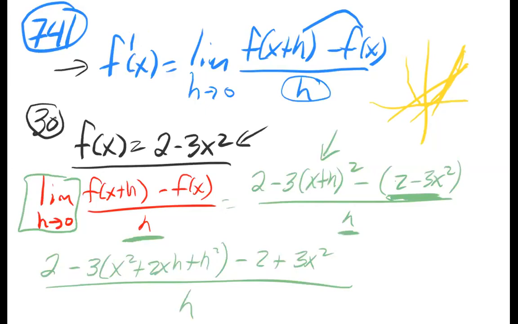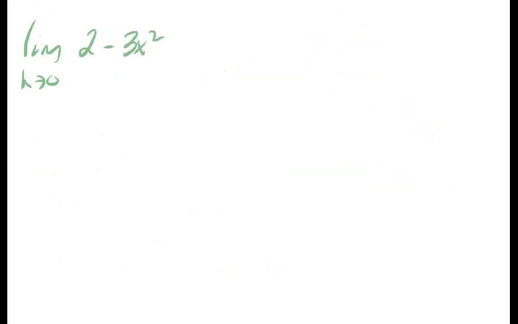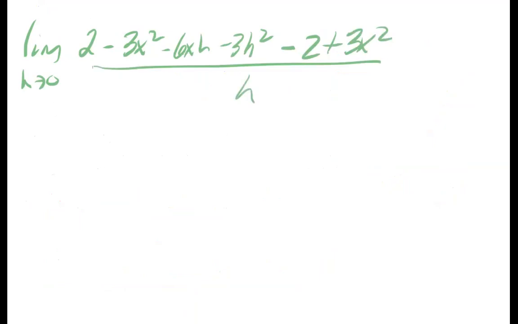Plus 6xh plus 3h squared. Or minus 6xh minus 3h squared. It's because it was a negative 3 out front, right? Yeah. Minus 2 plus 3x squared, and all of that over h. So all I'm doing is a bunch of algebra. All we're doing is a bunch of algebra, until we get to the point where we call it a derivative and we evaluate the limit.